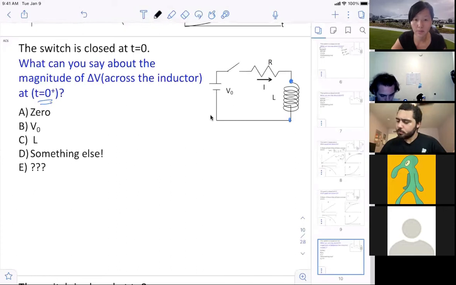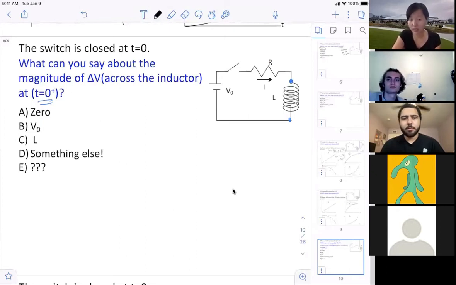Okay, any other last minute vote? All right, so it's pretty evenly split between A and B. Yes, I agree with you in terms of initial conditions, or we say limiting cases, right? There are two limiting cases. One is right after you close the switch, and another would be a long time after you close the switch. And I agree with you, one of these will be 0 and one of these will be V naught. How do we decide which one is 0, which one is V naught?